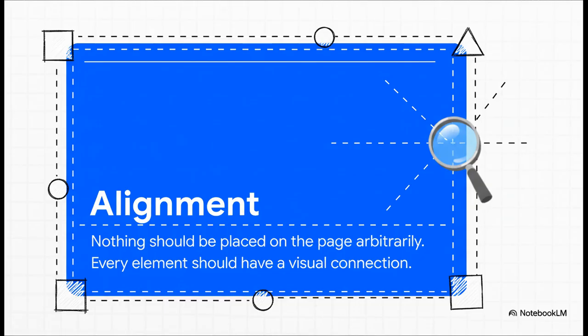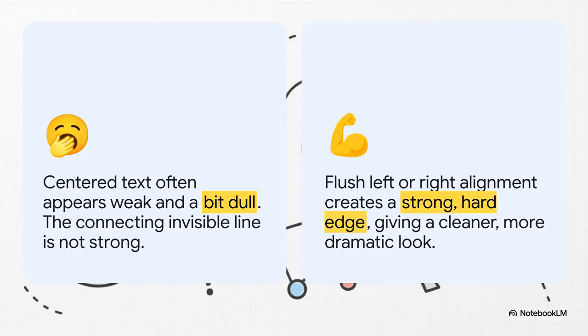Next up is alignment. This principle is what brings that clean, professional order to a page. The rule is simple. Nothing should ever be placed on the page just for the heck of it. Every single element needs to have a visual connection to something else, like they're all lined up against an invisible ruler.